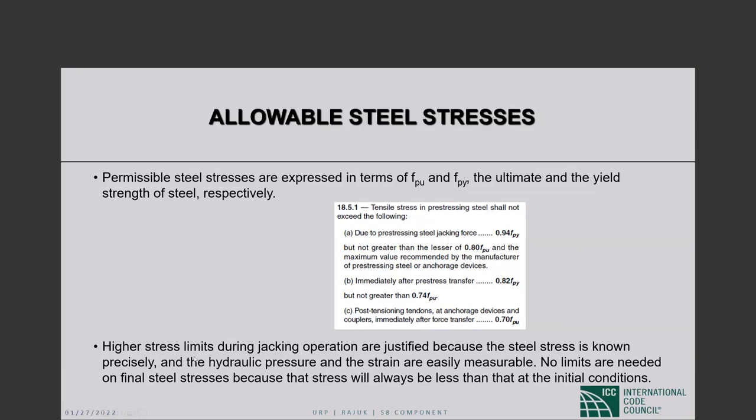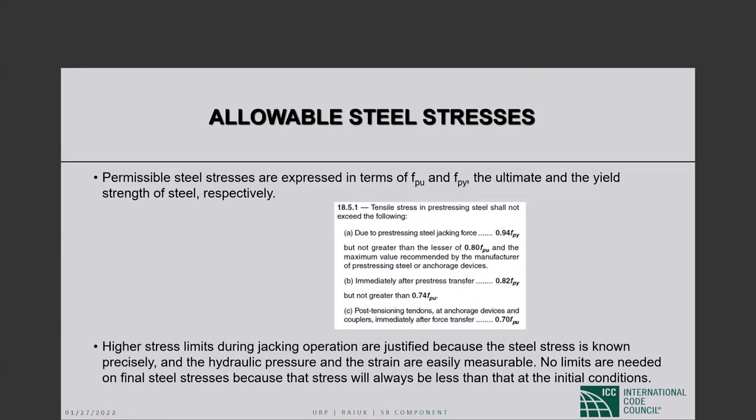So why are higher stresses justified during jacking, which is 0.94 versus 0.82? Because we know the stress very well at that point. Remember the deformation I mentioned, the elongation. We are reading that accurately and we can pretty much predict what that value is.